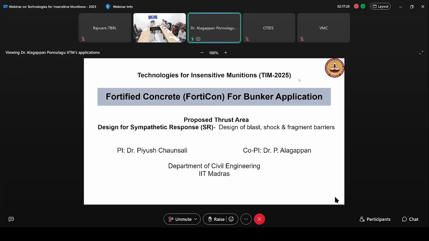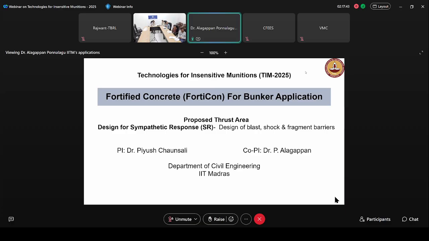Good morning, sir. Today's proposal presentation is titled fortified concrete, which is specifically for bunker applications where you have storage of ammunitions or explosives. It is one of the proposed areas in the web document, on design for sympathetic response. So it falls under design of blast, shock, and fragment barriers.